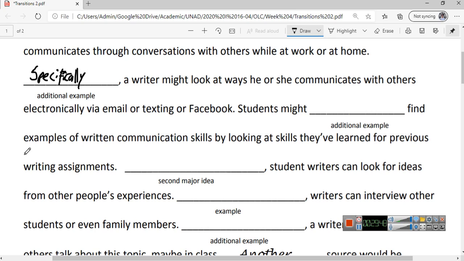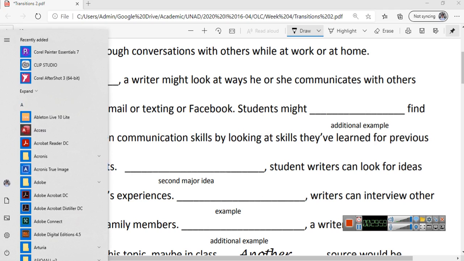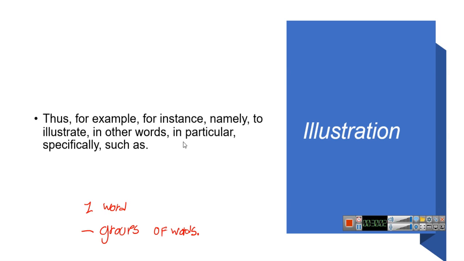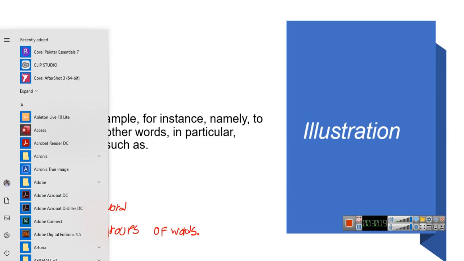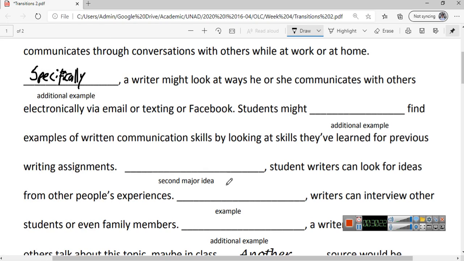Students might... Can you go back to the sample, teacher? Back. Such as, in this case, such as, let me see. Students might such as find, no. It has to be very similar to for example.